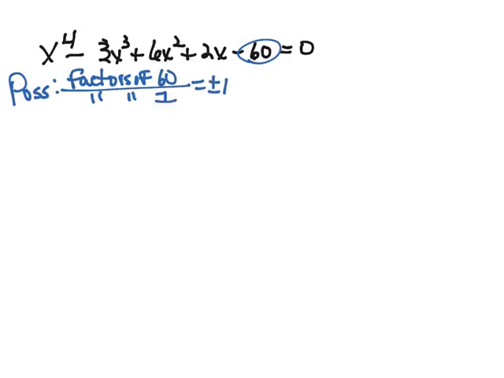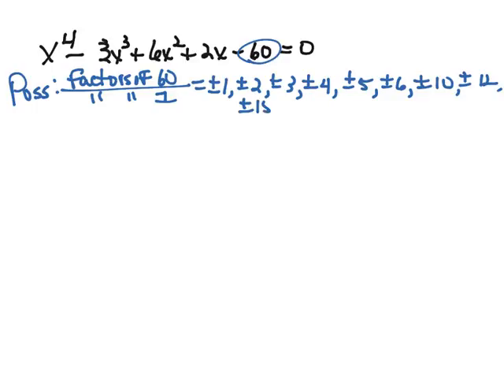And those are plus or minus 1, plus or minus 2, plus or minus 3, plus or minus 4, plus or minus 5, plus or minus 6, plus or minus 10, plus or minus 12, plus or minus 15, plus or minus 20, plus or minus 30, and plus or minus 60. So we have a lot of things that might possibly work. So let's start our synthetic division.